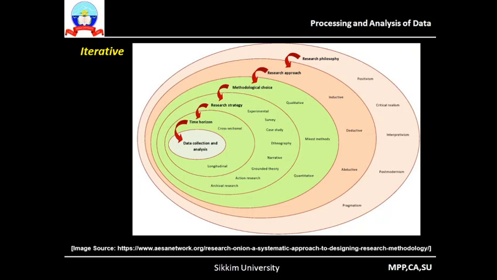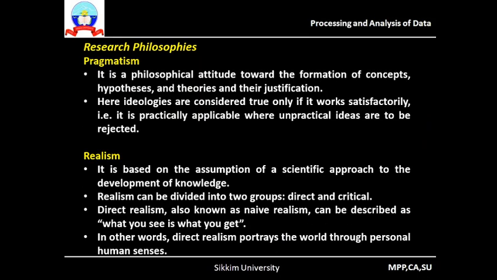And eventually, we concluded the class with an onion diagram that highlighted the different aspects of research or elements of research. In today's class, moving forward, we will try to understand the different aspects of research in greater detail. To begin with, let us try to understand what is research philosophy.